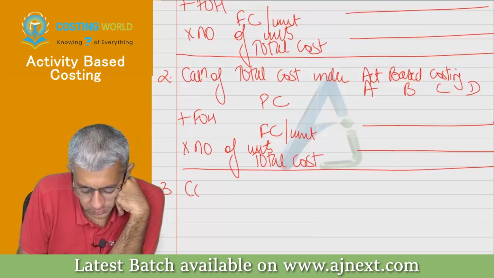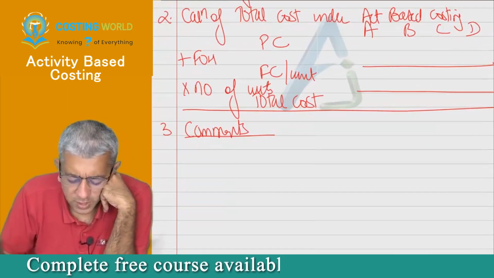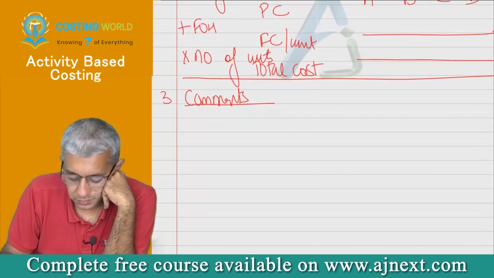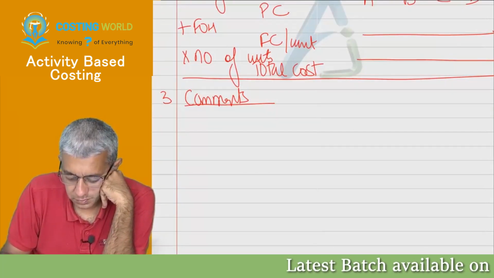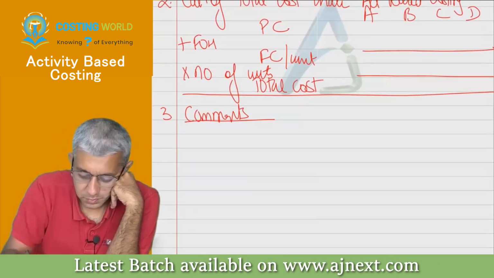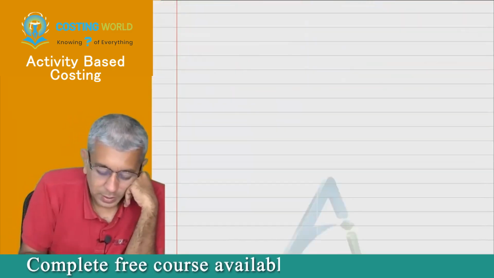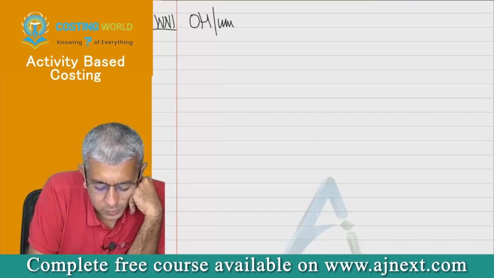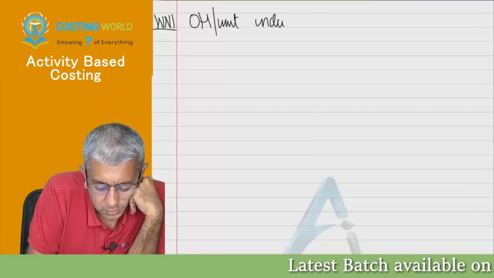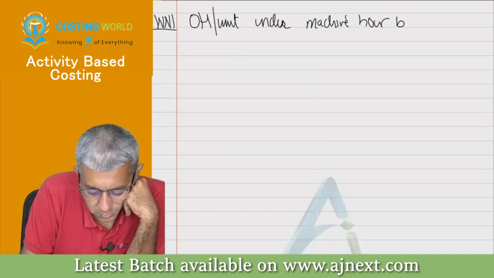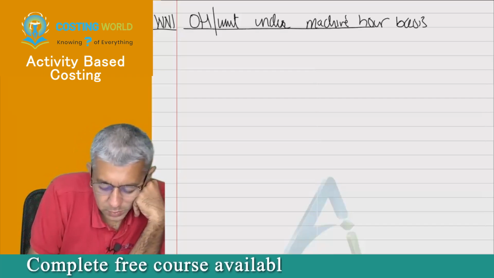Third, comments. For comments, do one thing, leave 10 lines. And then write down working note 1. Overheads per unit under machine hour basis.